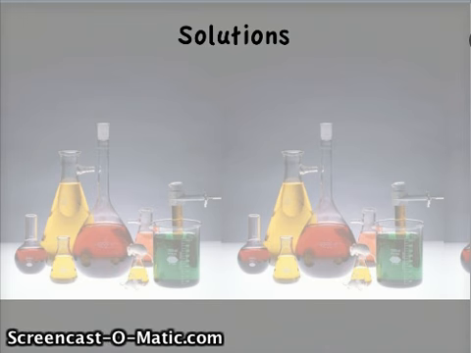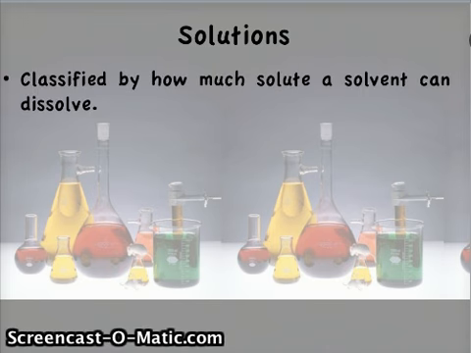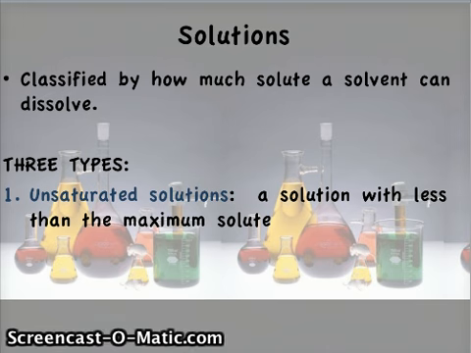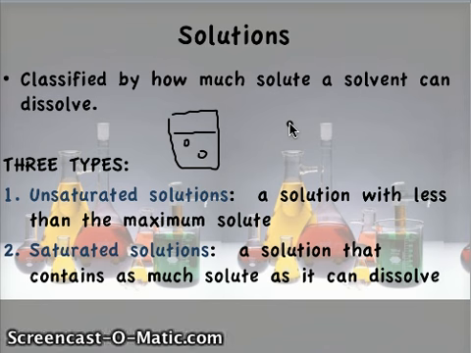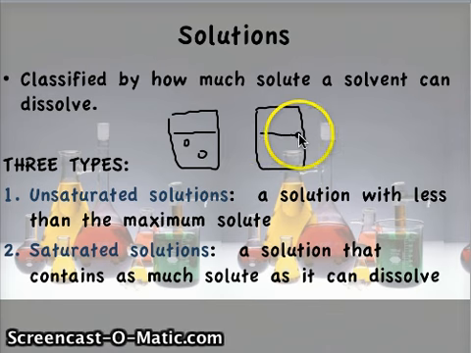Now there are different types of solutions. They're classified by how much solute a solvent can dissolve. So remember, solute is being dissolved, like the sugar in our sugar water example, and a solvent is doing the dissolving, like the water. There are three different types. Unsaturated solutions contain less than the maximum amount of solute. So in our sugar water example, an unsaturated solution would not have very many particles of sugar in it. A saturated solution is a solution that contains as much solute as it can dissolve.